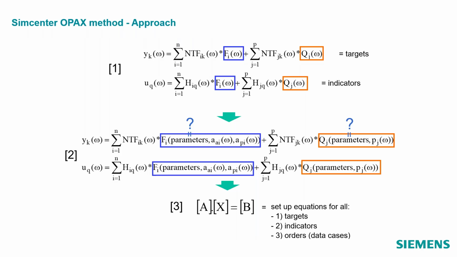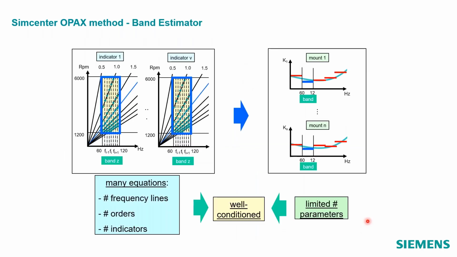So in this example, I'm going to have 86 RPM increments on my order curve. That's basically the RPM steps. And I have 3 orders. So I'm going to have 86 times 3 equations, multiplied by the number of targets used, multiplied by the number of indicators used. So you'll see that the number of equations can get very large, and you can add more targets or indicators to get more equations, or we can add more orders, or we can add more speed increments. So here's an example of many equations due to the number of RPM steps or frequency lines.